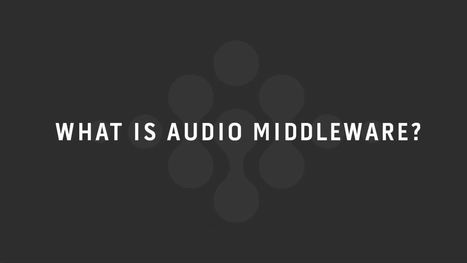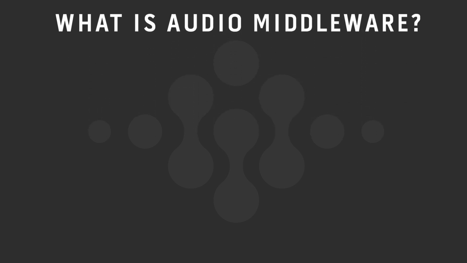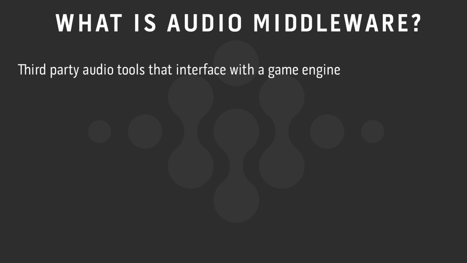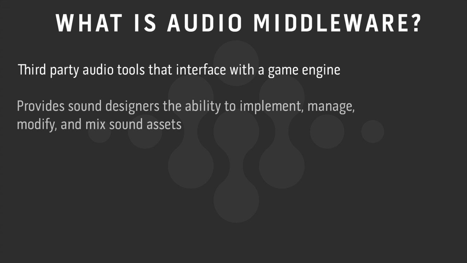We should probably start off by understanding what exactly middleware is, and the role that it plays for sound designers. So, middleware are third-party audio tools, developed to interface with a game engine. They'll work with something like Unreal or Unity, or even a studio's in-house engine. And they provide sound designers the ability to implement and manage, modify, and mix sound assets in a game, which allows complex audio systems to be created with minimal coding required.